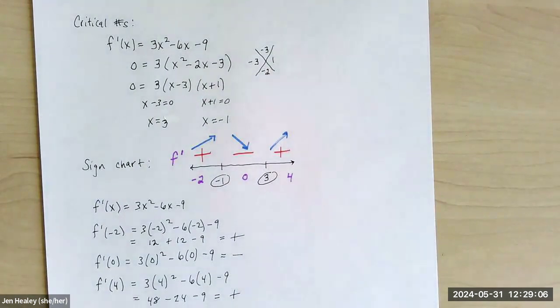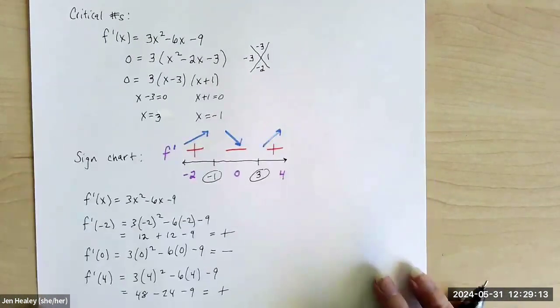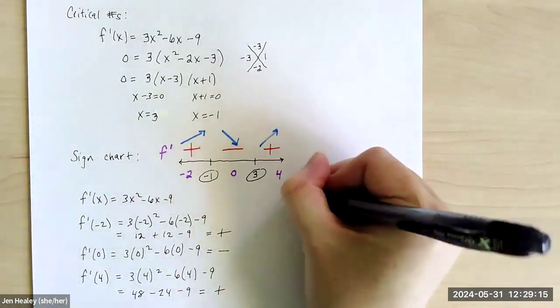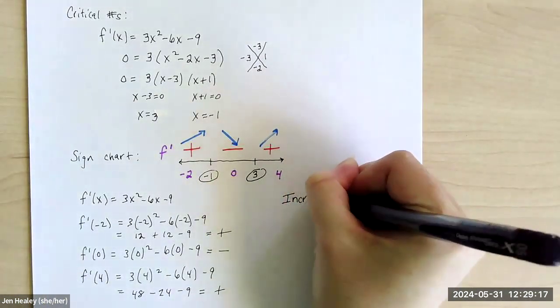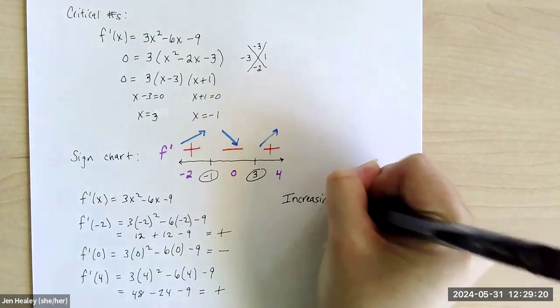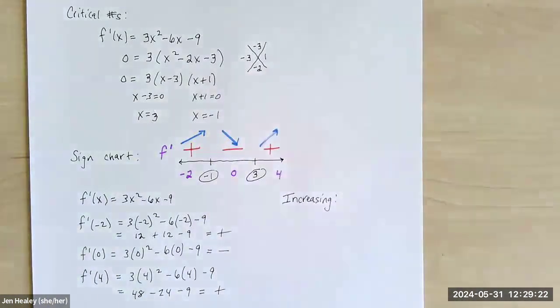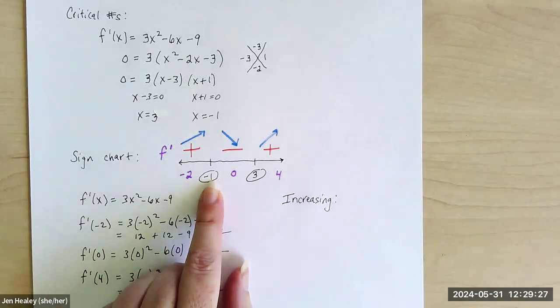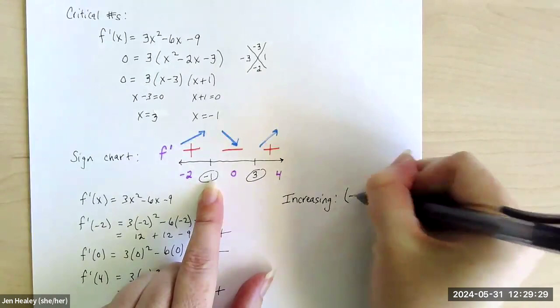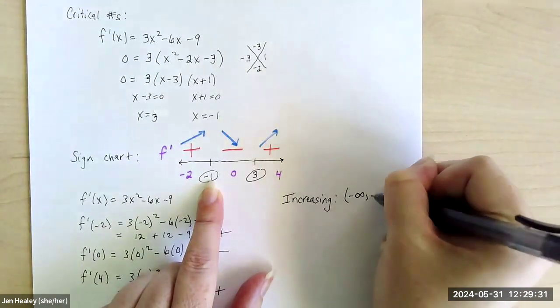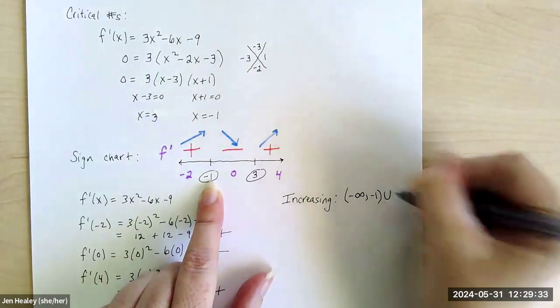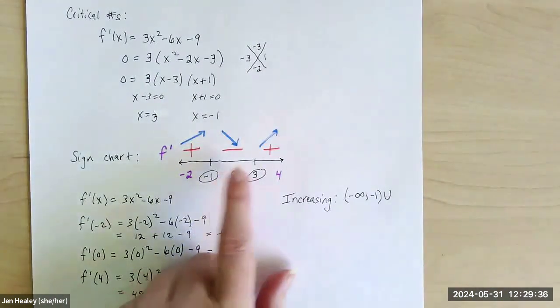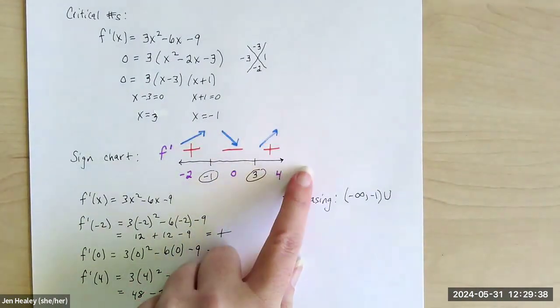So this question was asking, where is the function increasing and where is the function decreasing? So when I go to answer this, I'm going to set up 2 intervals for increasing. My function is increasing from negative infinity all the way until I hit that -1. And so I'm going to put the union in the middle. My function is also increasing from 3 out to infinity.